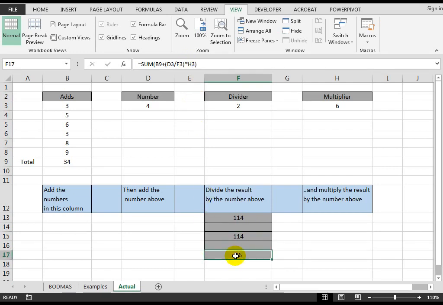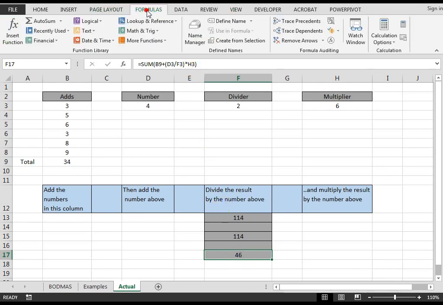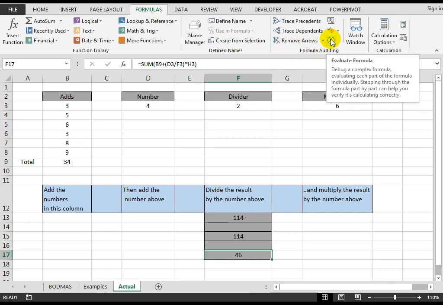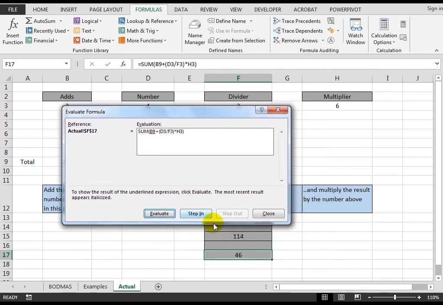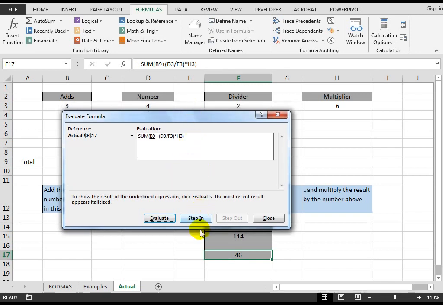Now let's check the way that Excel handled that particular formula. And I can do that by going to the Formulas tab, and in the Formula Auditing group I'll see that there is an Evaluate Formula command. So when I click the Evaluate Formula command, it enables me to evaluate this particular formula. It will show the result of the underlined expression when I click Evaluate, and the most recent result appears italicized. So let's evaluate the formula to see how Excel is handling that particular formula.